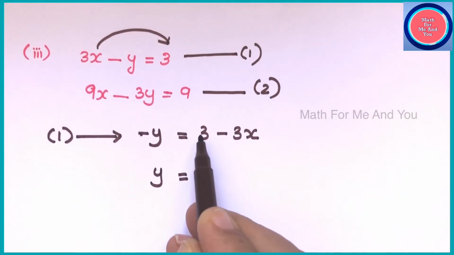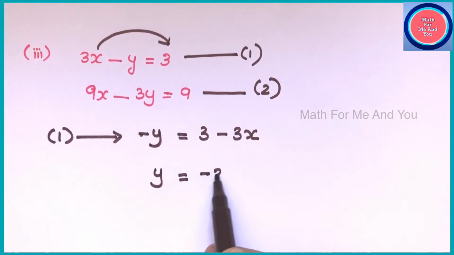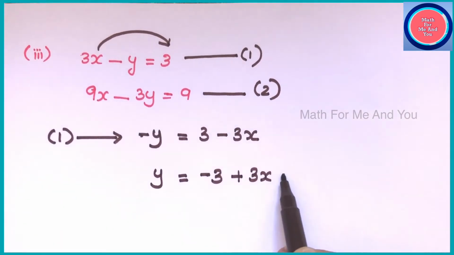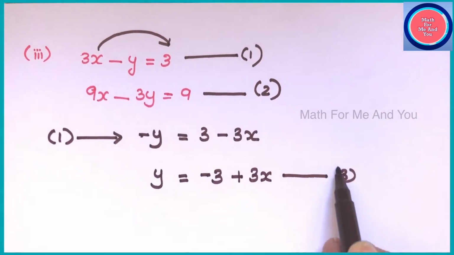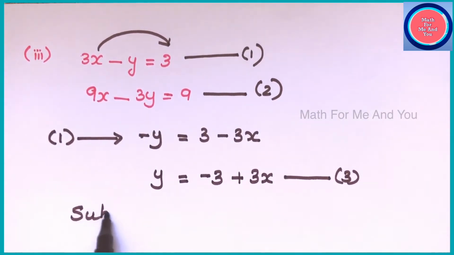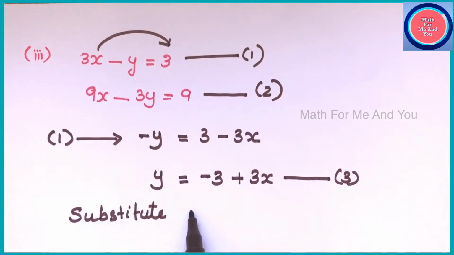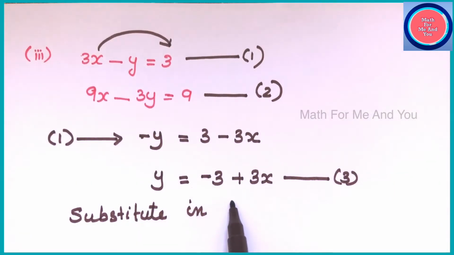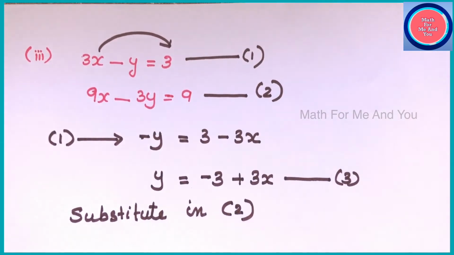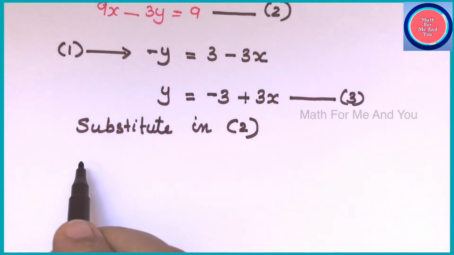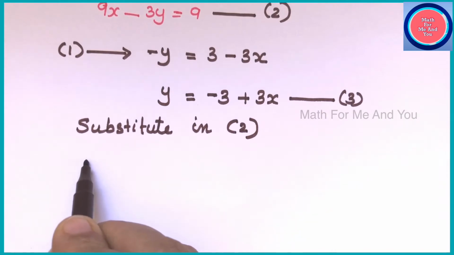Divide everywhere by -1. You get the answer: y equals -3 plus 3x. And the new equation, mark it as equation number 3. So this equation, the value of y, we need to substitute in which equation? If we select equation 1, we have to substitute in equation number 2. Okay, we are going to substitute the value of y in equation number 2.